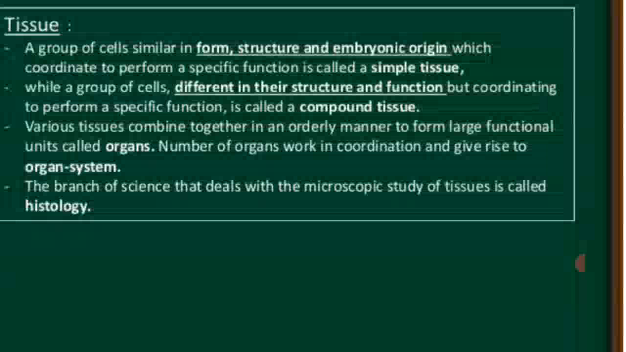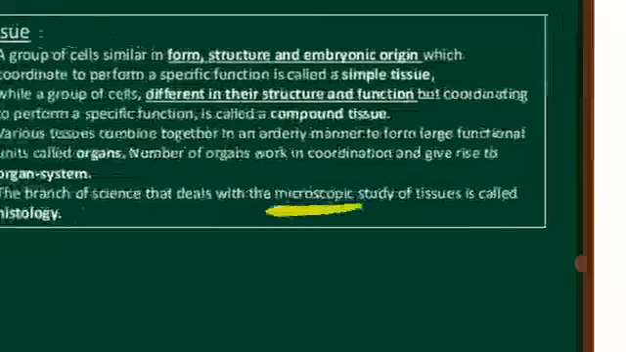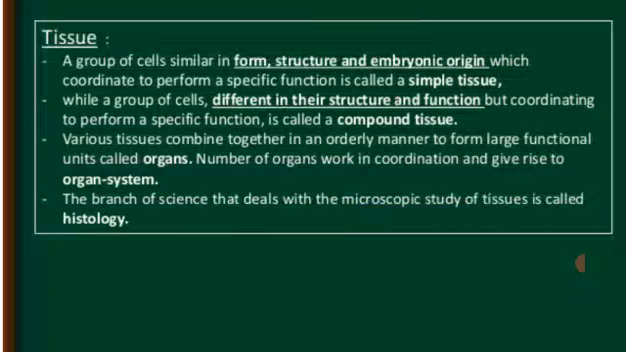while a group of cells different in their structure and function but coordinating to perform a specific function is called a compound tissue. Various tissues combine together in an orderly manner to form large functional units called organs. A number of organs work in coordination and give rise to an organ system. The branch of science that deals with the microscopic study of tissues is called histology.